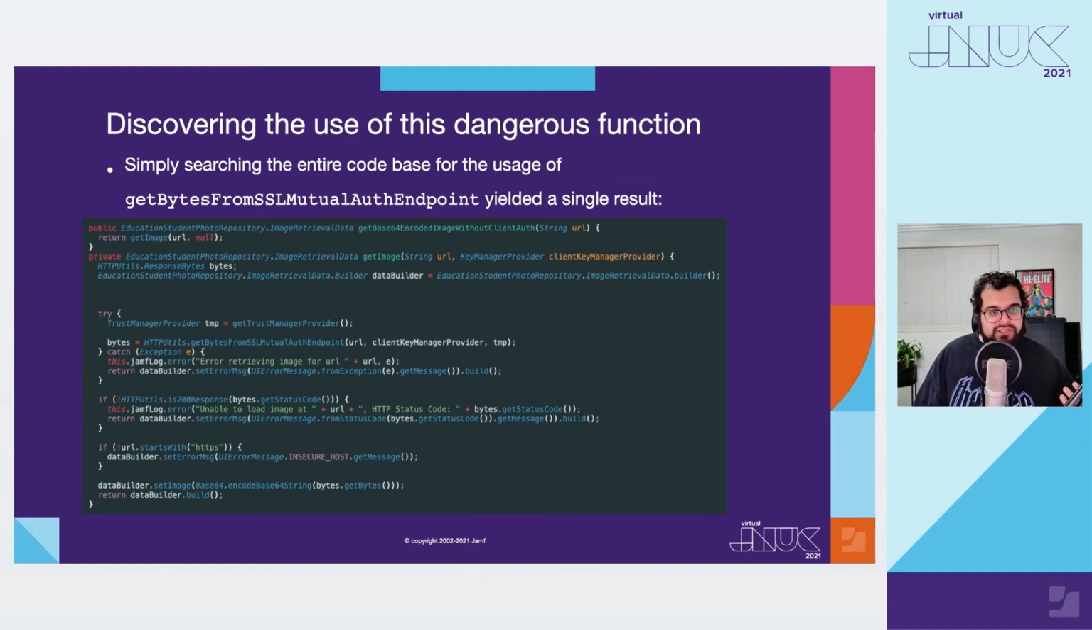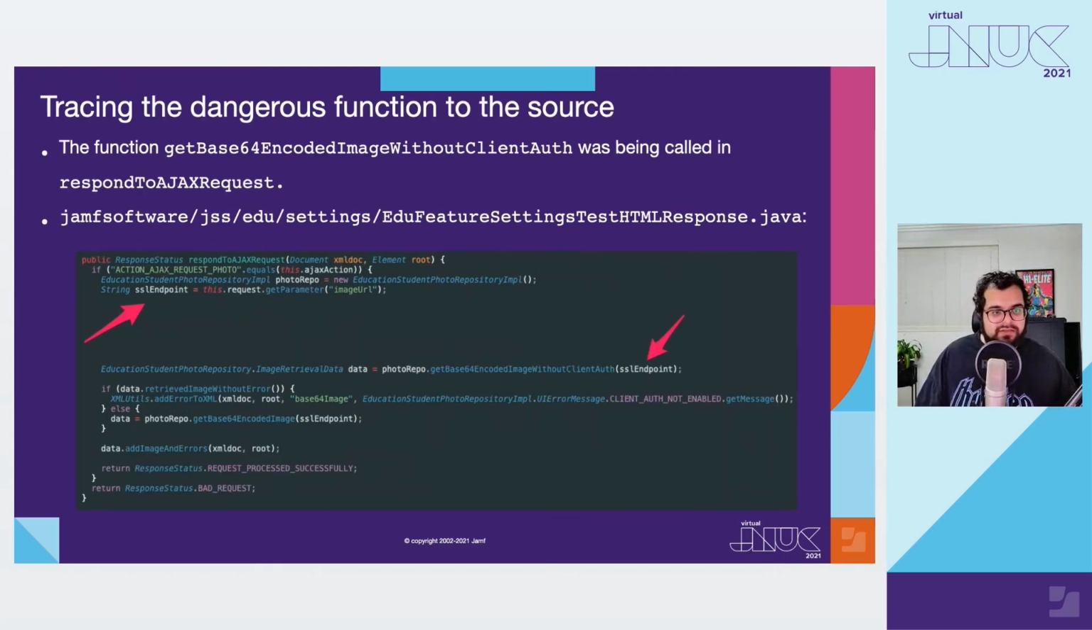Tracing this function back in the source code, I was able to find a single result that referenced this function specifically. And this was called getImage. In this getImage function, it took a URL in and it ultimately called the endpoint function that I just showed in the previous slide. By looking at this getImage function, we were able to trace it back even further to another function called edu features settings test HTML response.java.